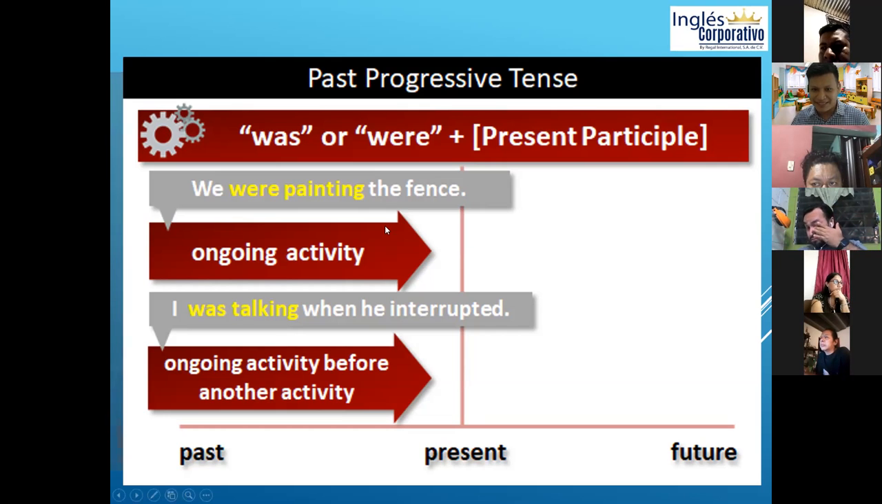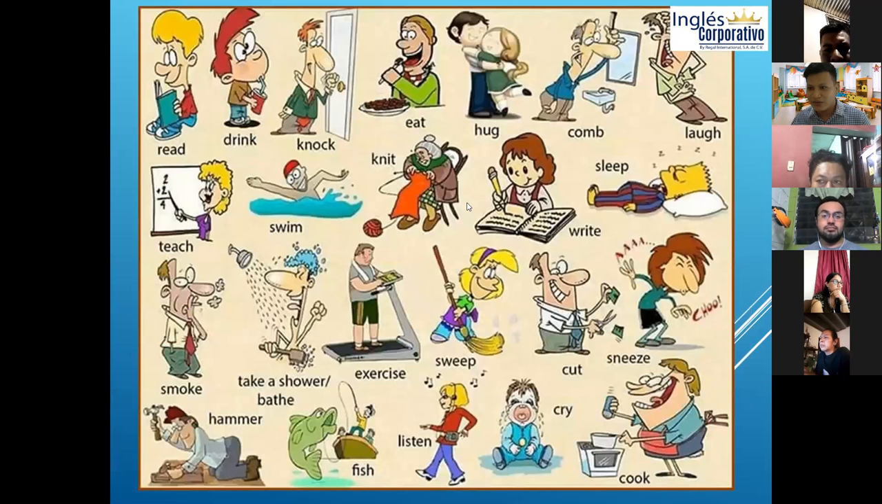Okay, like this, Wendy. For example, let's see this. We got all of these verbs. Tenemos todos estos verbos: read, drink, knock, eat. Vamos a tomar estos de referencia. Okay, read, ¿cómo sería el progresivo? Reading. Okay, what about drink? Drinking. What about this one? Knock. Knocking. Eat. Eating. Solo agregamos ing y estamos formando leyendo, bebiendo, tocando, comiendo, right?